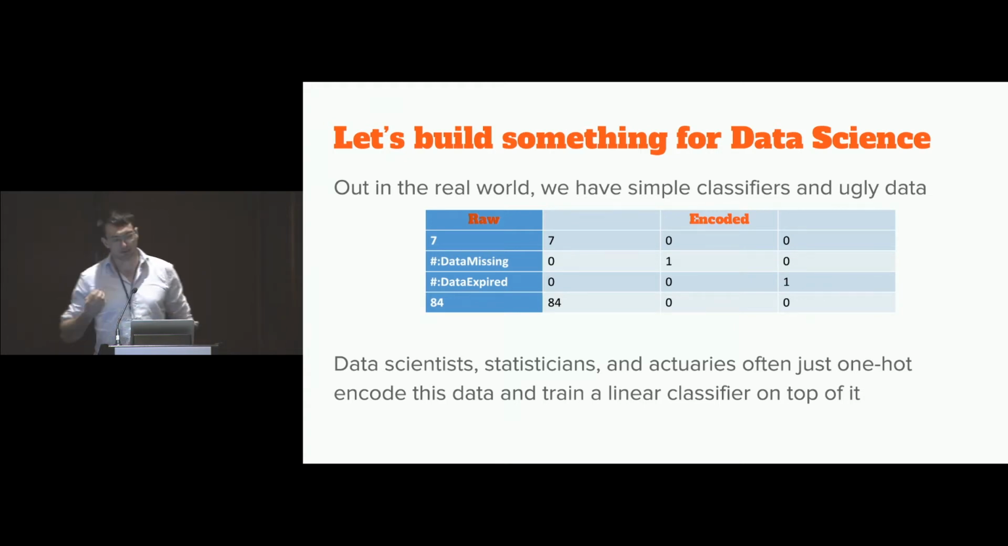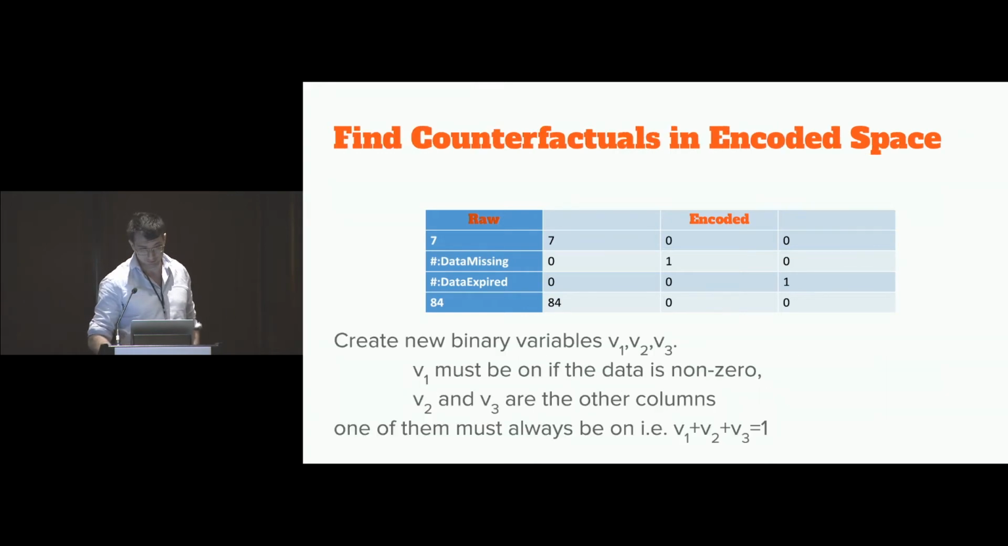And what data scientists, statisticians and actuaries do is a very simple one-hot encoding. If the data is missing or expired, I'll just put a dummy value in. I'll put 0 in. And I will create two more columns. These will take value 1 if the data is missing, and value 1 in the other column if it's just expired. And then basically all they do is train the linear classifier of choice on top of this. And that's pretty much it. Job done. You then go away and try something more complicated. But in practice, this works really well, and people just keep coming back to linear classifiers.